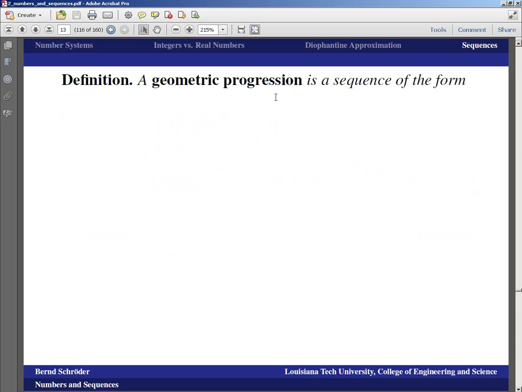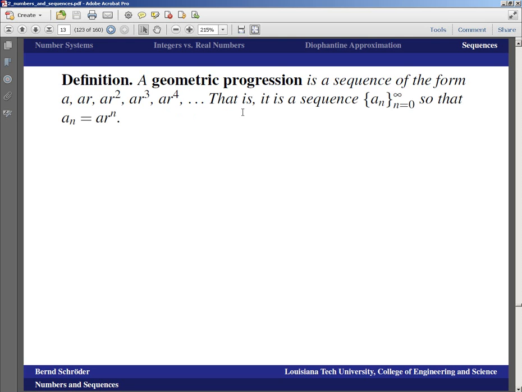Okay, so what else? A geometric progression is another type of sequence, and that's a sequence of the form a, a times r, a times r squared, a times r cubed, a times r to the fourth, and so on. And so basically it is something that grows as powers of r. It's basically exponential in r here. And that is, its formula is a(n) is a times r to the n. So it is something that is called geometric because one way to motivate it is via certain geometric arguments, but overall, if you come from calculus, you could also call it exponential.